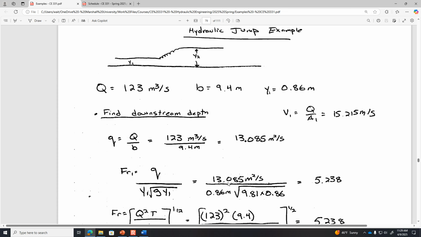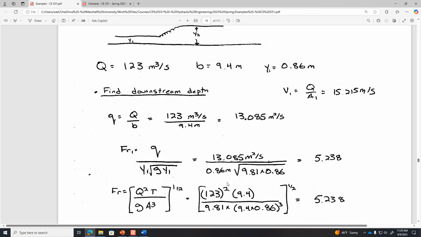So putting it into this kind of generalized equation here, we could do it in terms of flow per unit width since it's a rectangular channel. We get the same answer whether we use that flow per unit width equation or the more generalized equation for Froude number. But the Froude number is 5.238. So it is supercritical at 1.